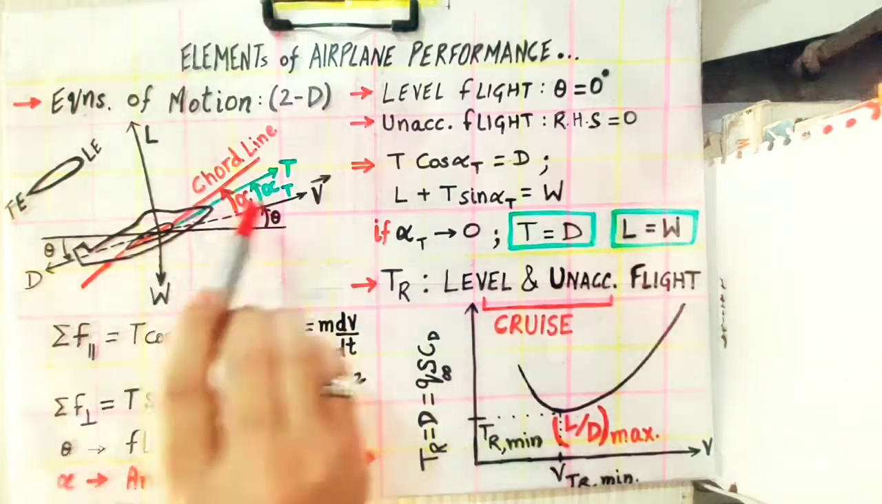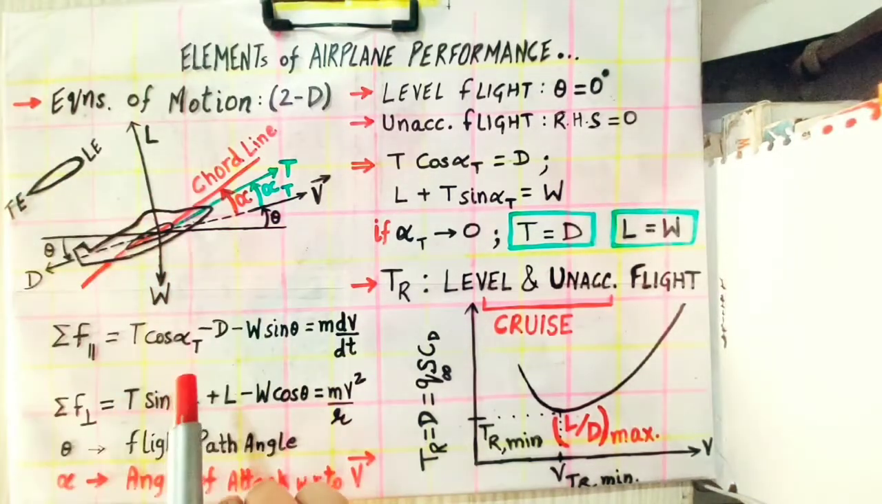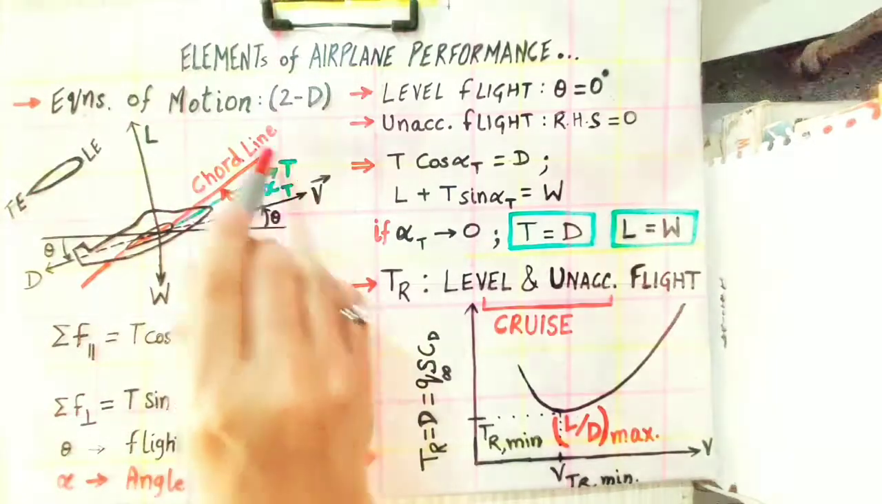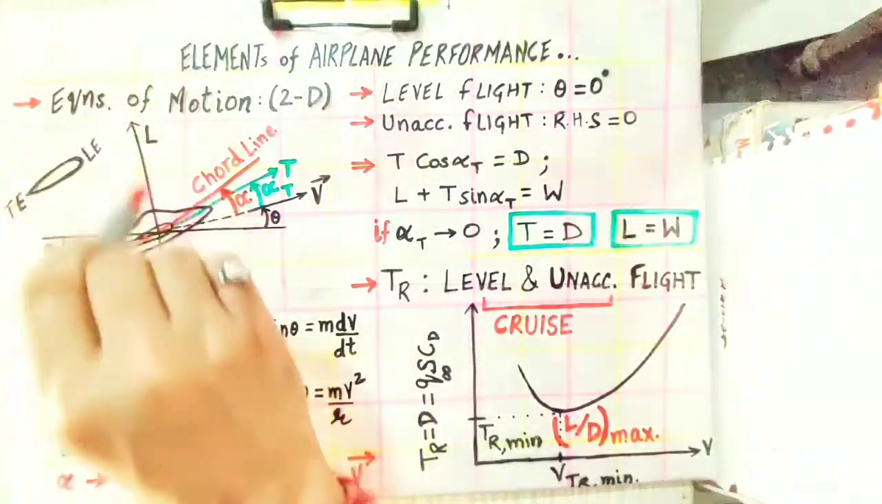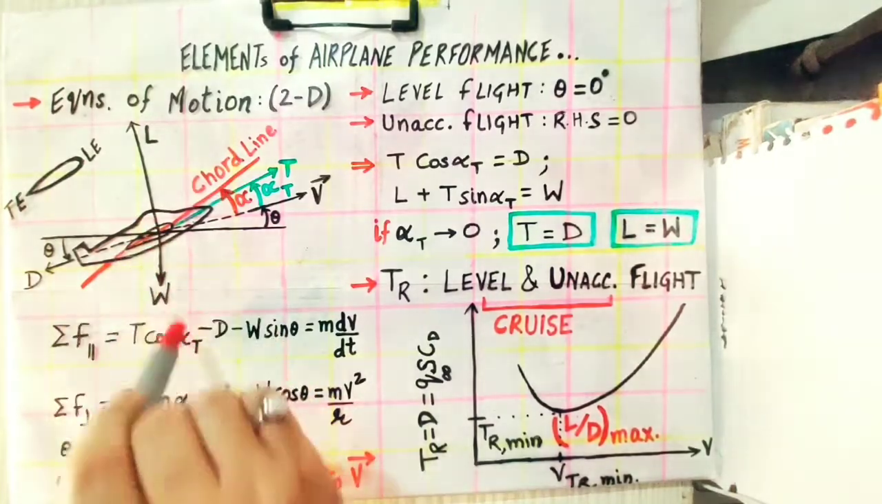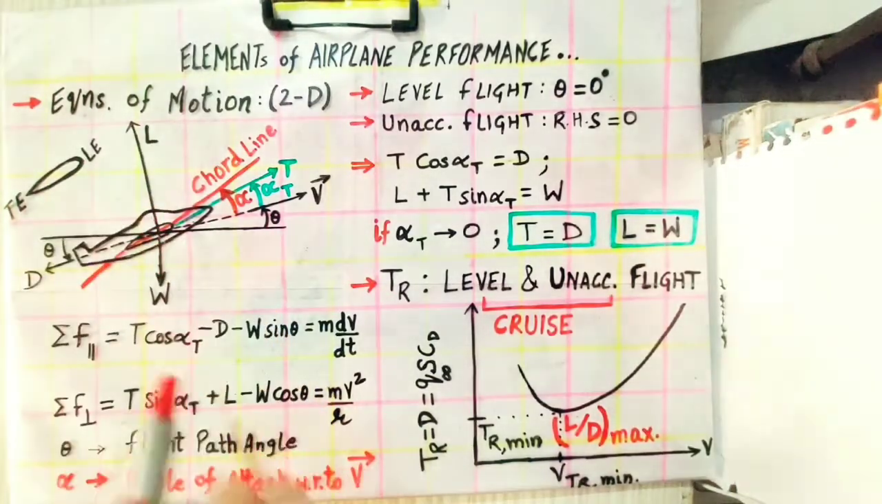Similarly, we have the forces perpendicular to the flight path. So forces perpendicular to the flight path are T sin alpha t, perpendicular to velocity V, plus L, the lift force, minus W cos theta. If we extend this, we will see the W will be in this direction, which is minus W cos theta, and it is equal to mV squared by r.